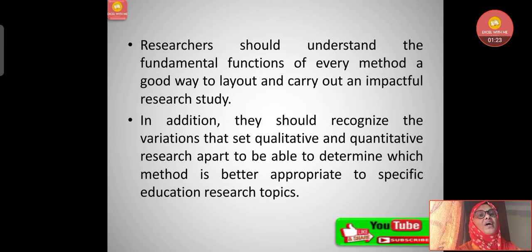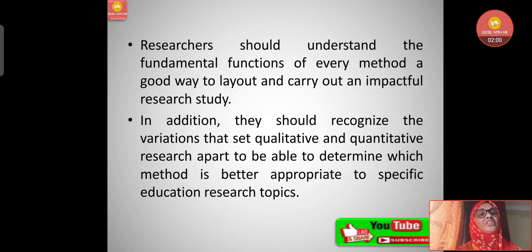Now, researchers should understand the fundamental functions of every method, a good way to lay out and carry out an impactful research study. So, researchers should understand what the fundamental functions are, what methods they want to apply, what approaches they want to follow. Everything should be there for an impactful research study. Why are researchers doing any study? Because there should be some impact on others. Whatever knowledge they have gained, they want to share that with others.